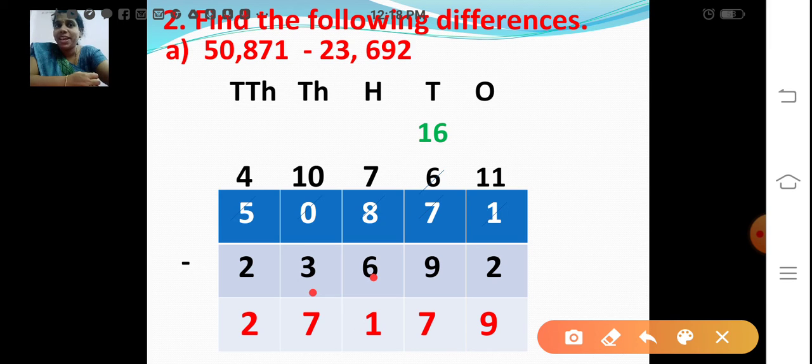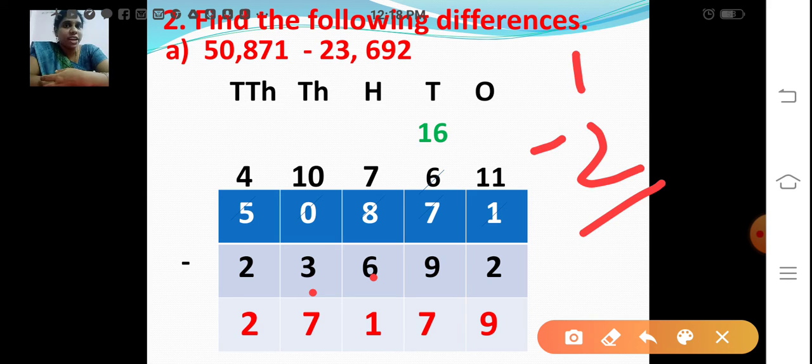How will you subtract? We have to start from the ones place, right? 1 minus 2, is this possible? I cannot subtract a bigger number from a smaller one, right? In that case, what do I have to do? I'm going to borrow 1 from the tens place. That means this number will become 11, right? My tens place will become 6 now. So 11 minus 2, that means 1 ten means 10 ones. 10 ones plus 1 one, 11 ones minus 2 ones. 11 minus 2.